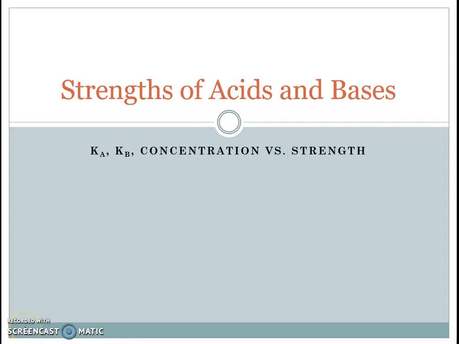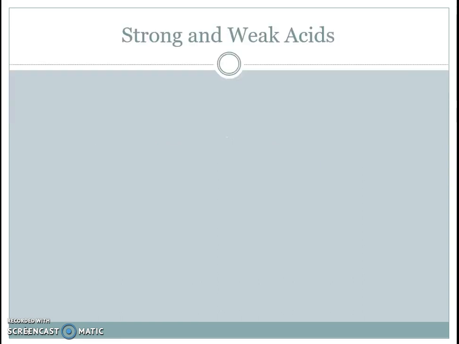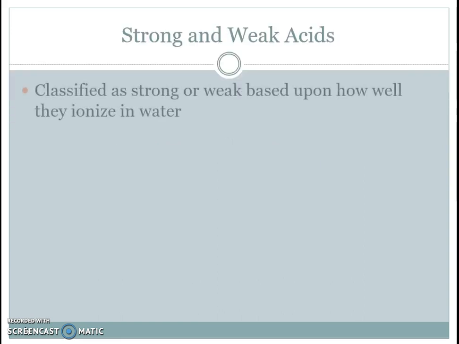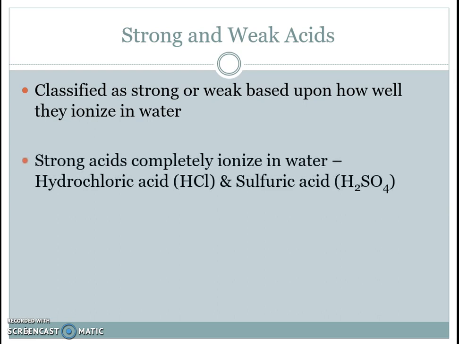In this video, we're taking a look at the strengths of acids and bases, Ka, Kb, and strength versus concentration. So an acid is classified as strong or weak based upon how many of the hydrogens of those acids are being ionized. If we have a lot of ionization or complete ionization, like we see with hydrochloric acid and sulfuric acid, then that is a strong acid.